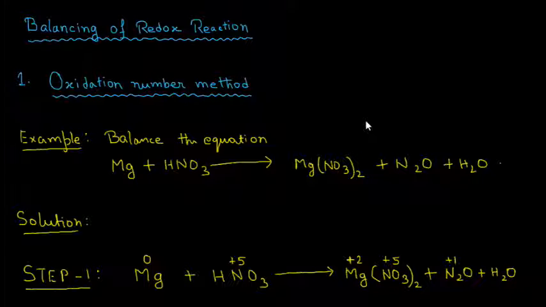above each element. The oxidation number for Mg is 0. The oxidation number of nitrogen in HNO3 is +5. So the reactants are completed. Now the products. In Mg(NO3)2, the oxidation number of Mg is +2, the oxidation number of N is +5, and the oxidation number of N in N2O is +1. That's it, this is step 1.